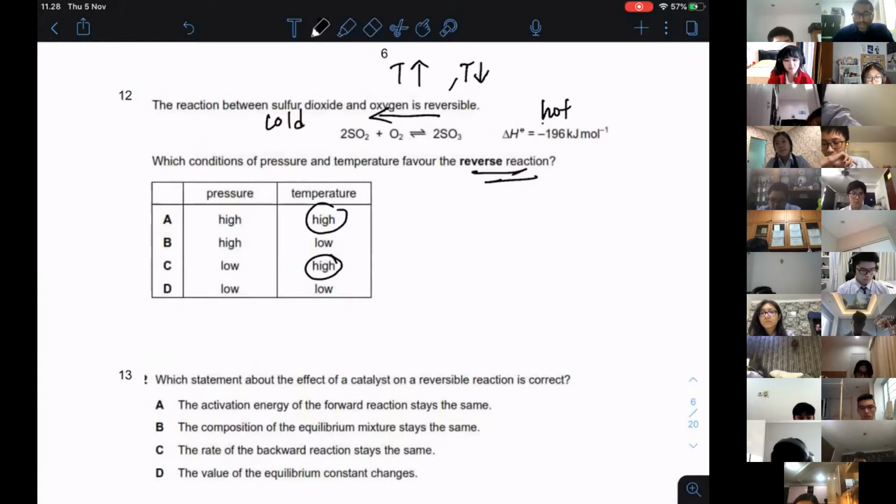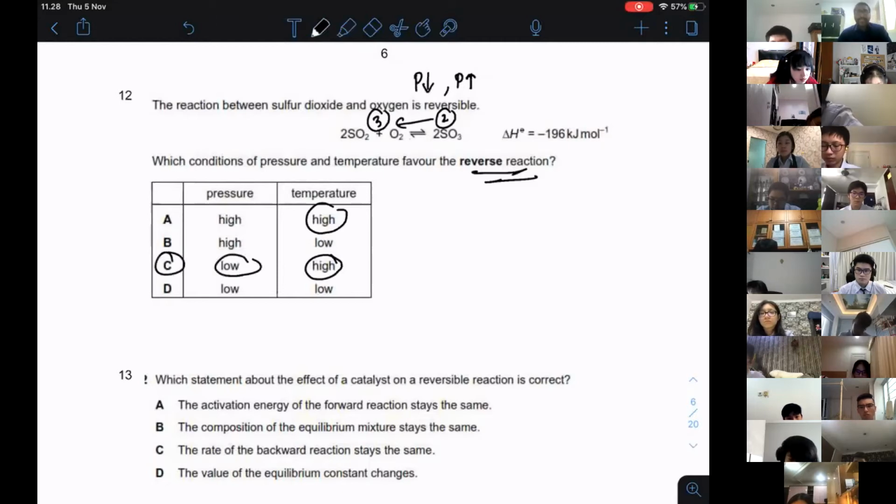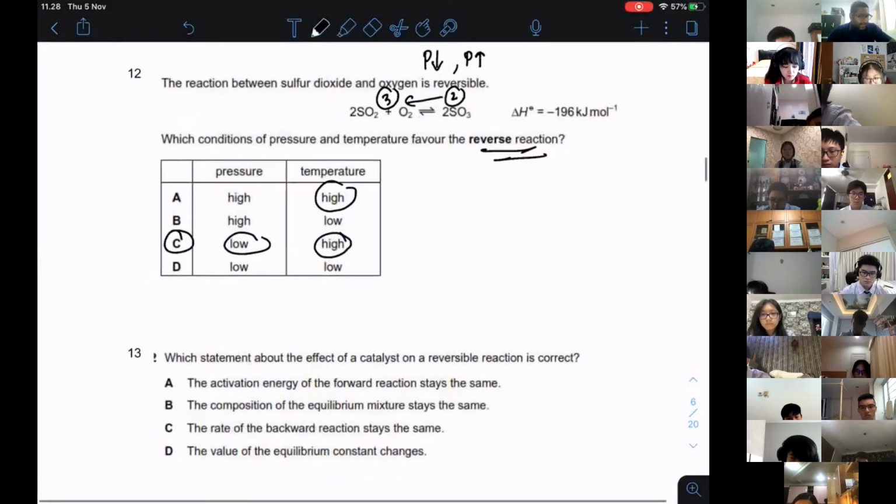Then let's look at the number of moles. This is 3, this is 2, and I want it to go this side. What am I doing? I am trying to increase the pressure, because I'm moving it from less to more. Why am I doing that? Because earlier it was down. So the answer is low. I hope you understand whatever I'm doing over here. I think we still have time.